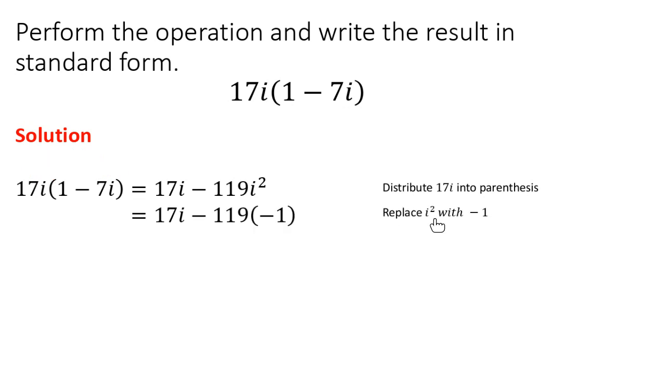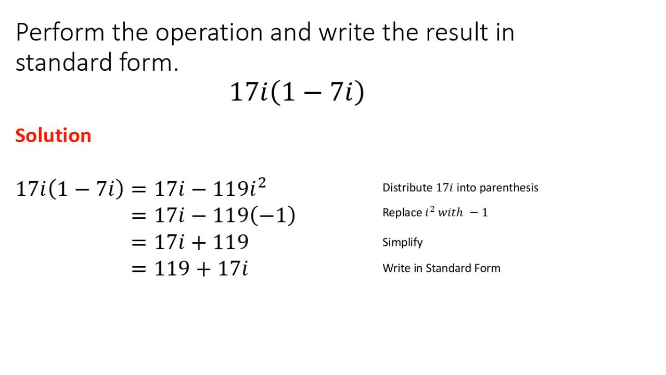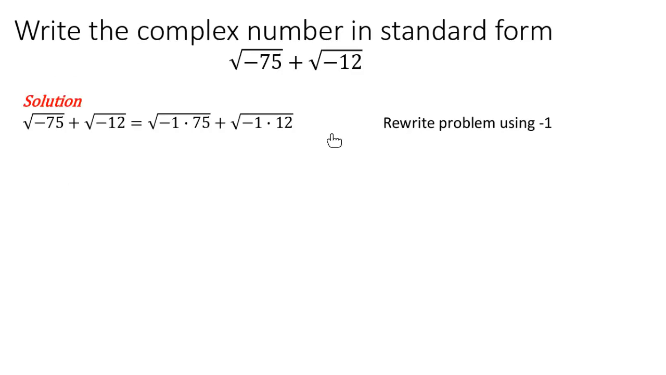Next, we're going to replace i squared with a negative 1. So here's my i squared. I replace it with negative 1. So I get 17i plus 119. Then we simplify. In this case, I can't combine any like terms, but I wrote it as 119 plus 17i in standard form. Any questions on that one? Okay. So that's in standard form. Let's go to the next problem.